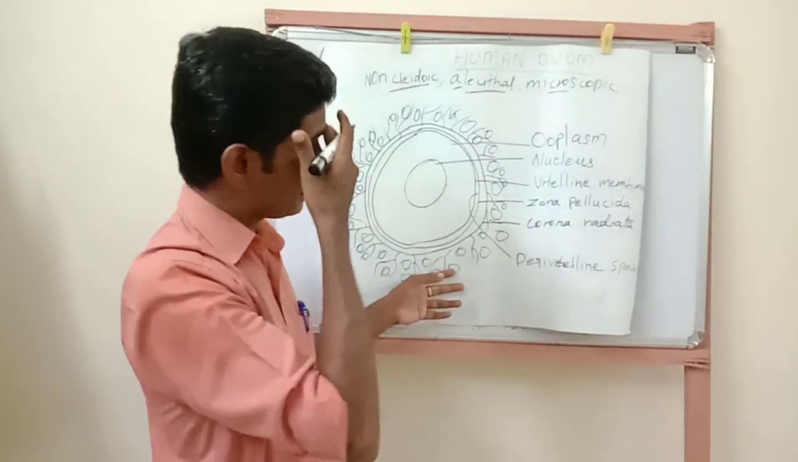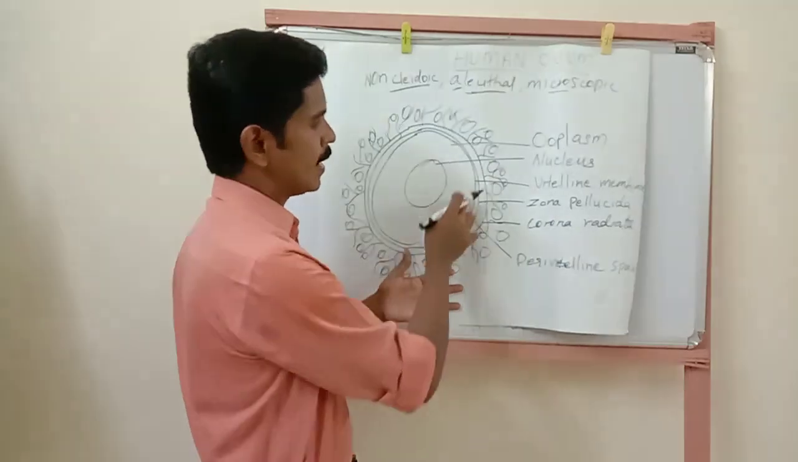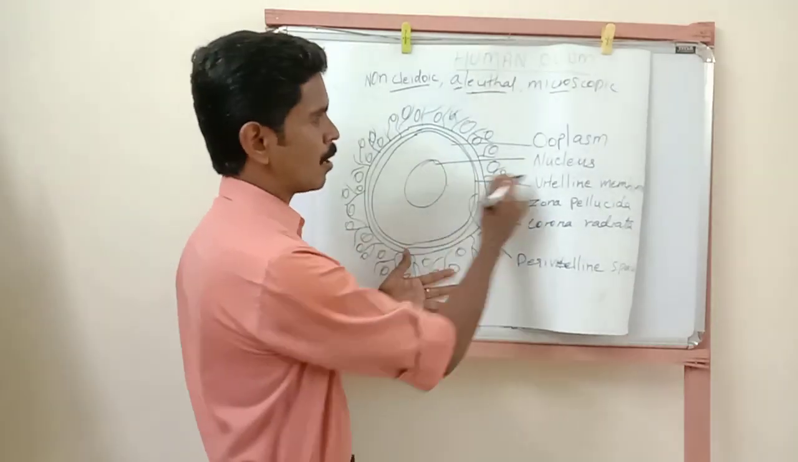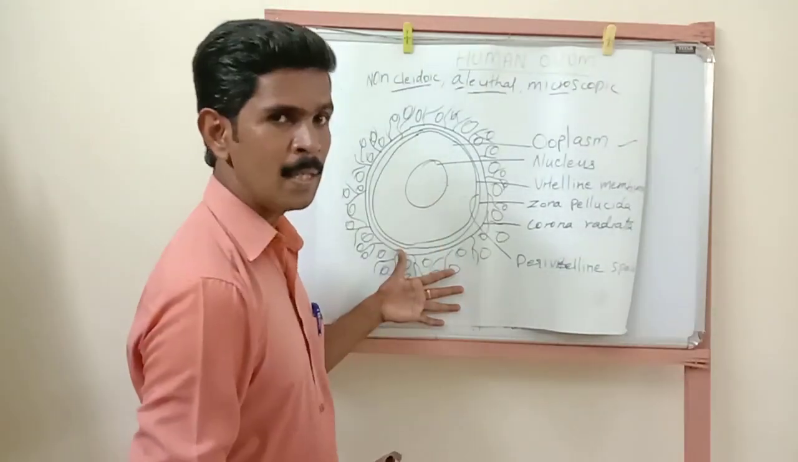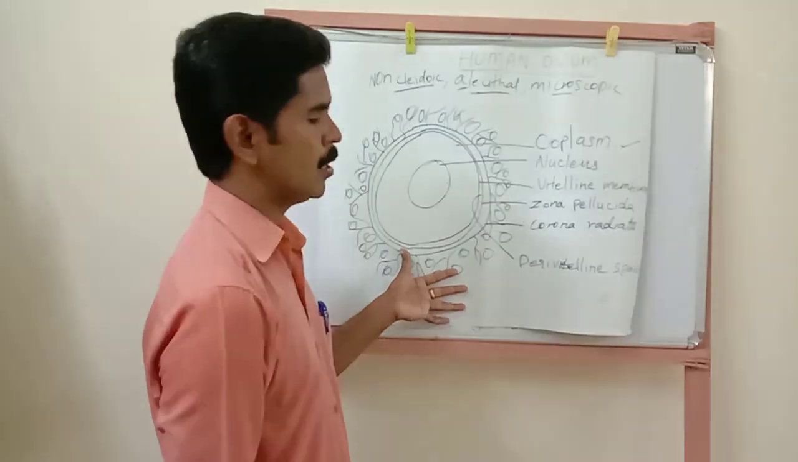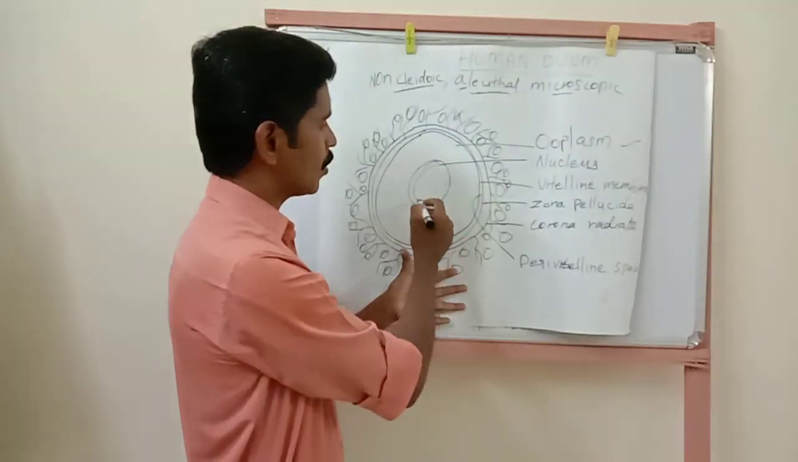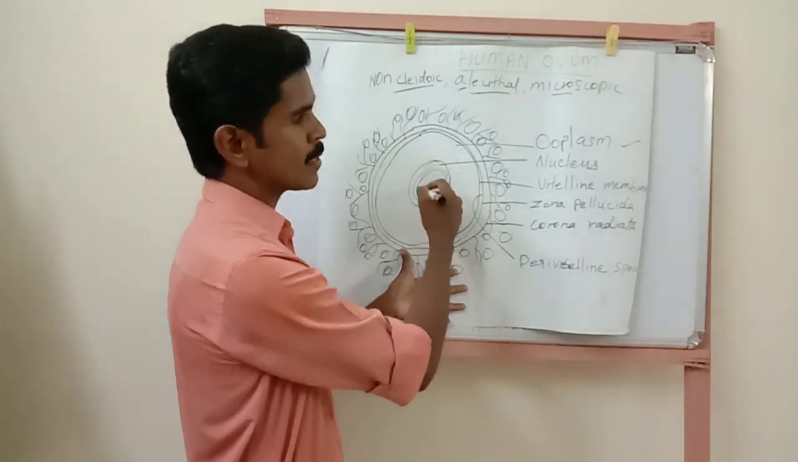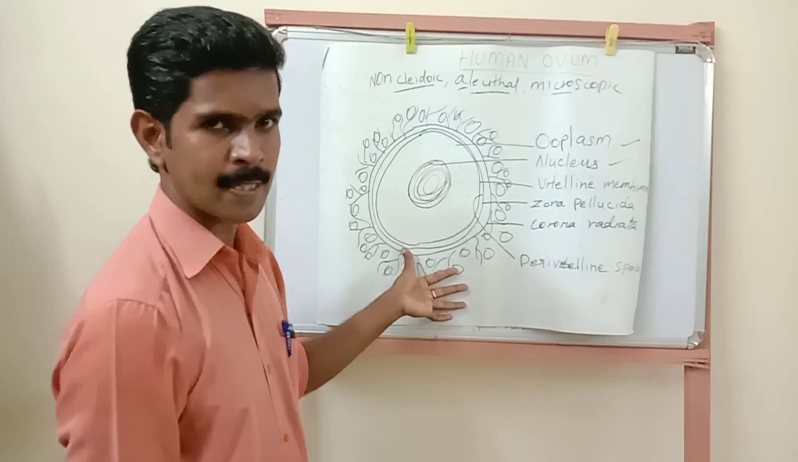Listen very carefully. See, the cytoplasm present inside the egg cell is called ooplasm. Here we cannot say cytoplasm. Instead of cytoplasm, we have to use the word ooplasm. So in the center region, ooplasm is present. In the center region of the ooplasm, a large nucleus is present. This region is called the nucleus.